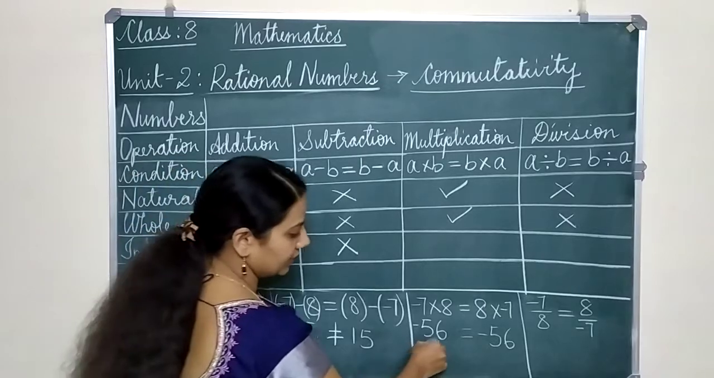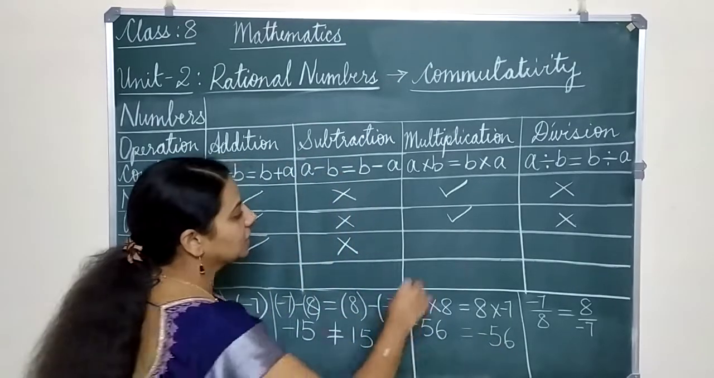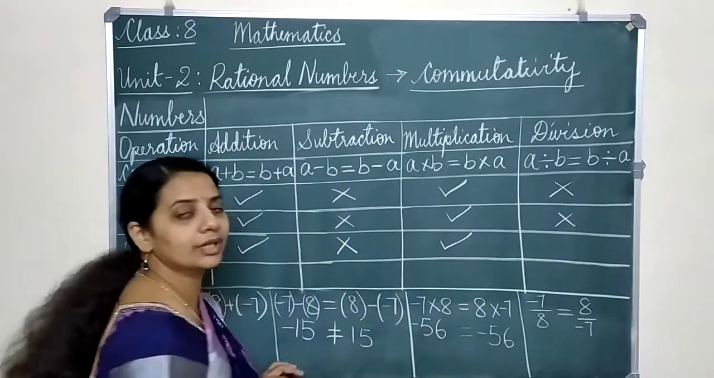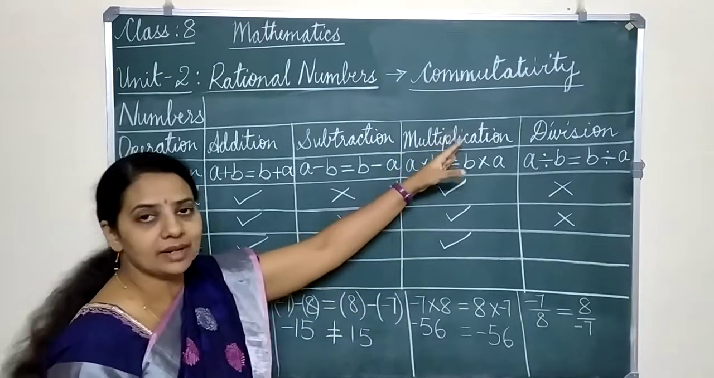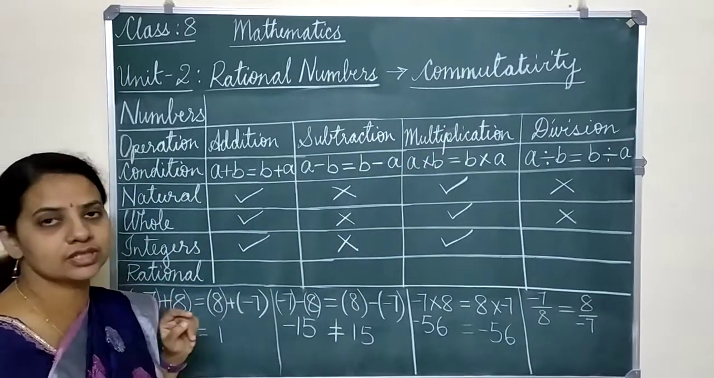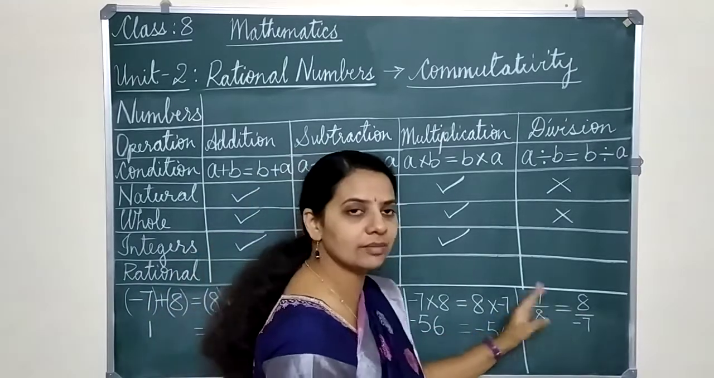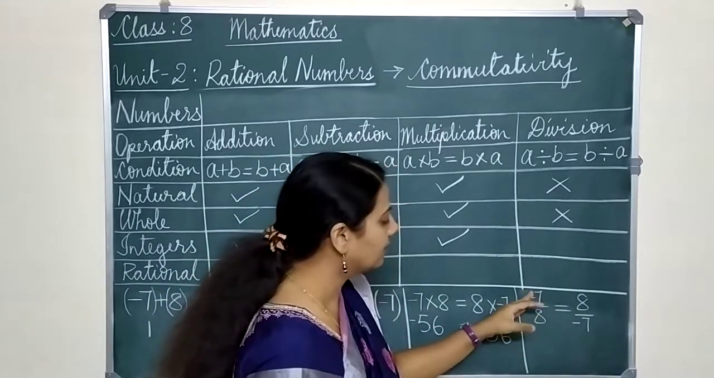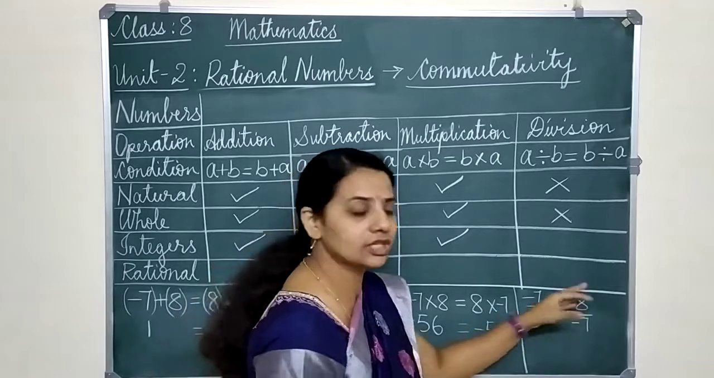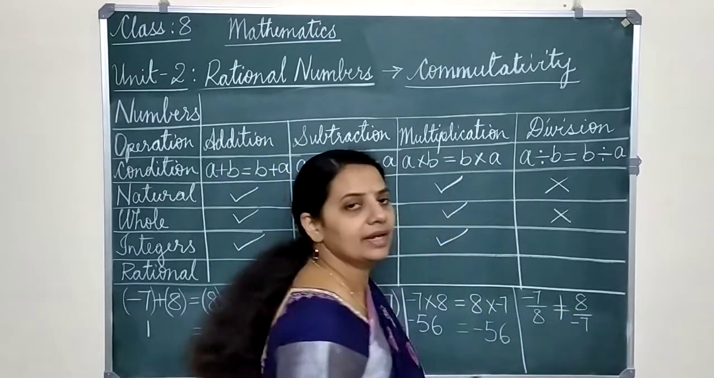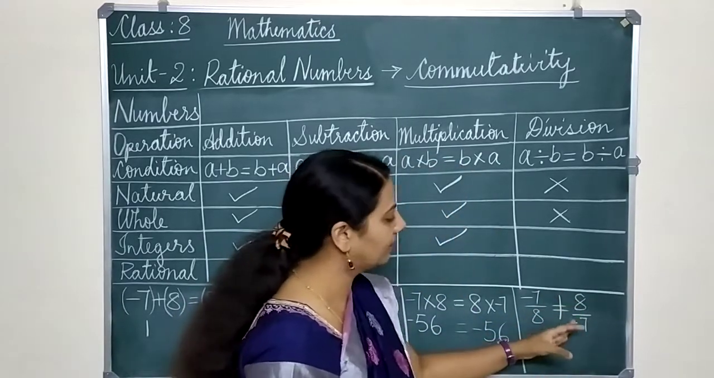Here also minus 56, here also minus 56. So I can say that commutative property holds good under multiplication for integers. Now coming to division. Is this equal, children? By just looking at this, minus 7 by 8 is not equal to 8 by minus 7.